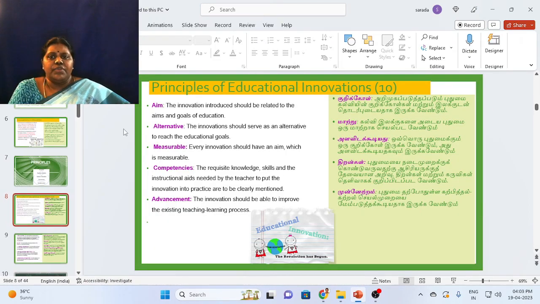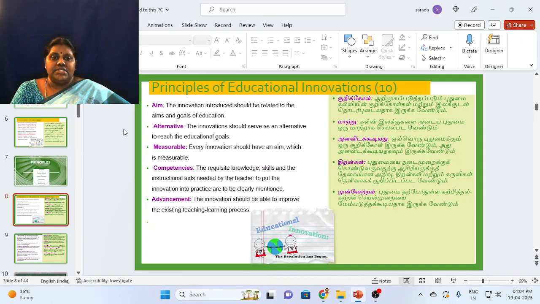The principles of educational innovation are as follows. The first principle is the aim. The innovation introduced should be related to the aims and goals of education. The second principle is the alternative. The innovation should serve as an alternative to reach the educational goals. The third principle is that it should be measurable. Every innovation should have an aim which is measurable.